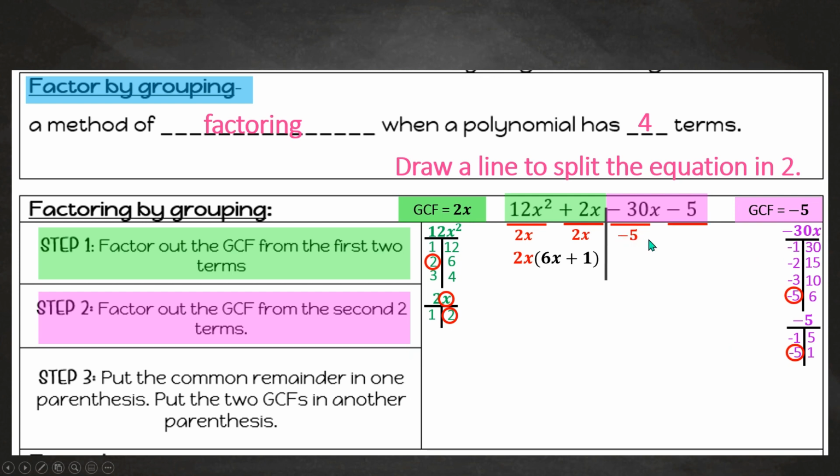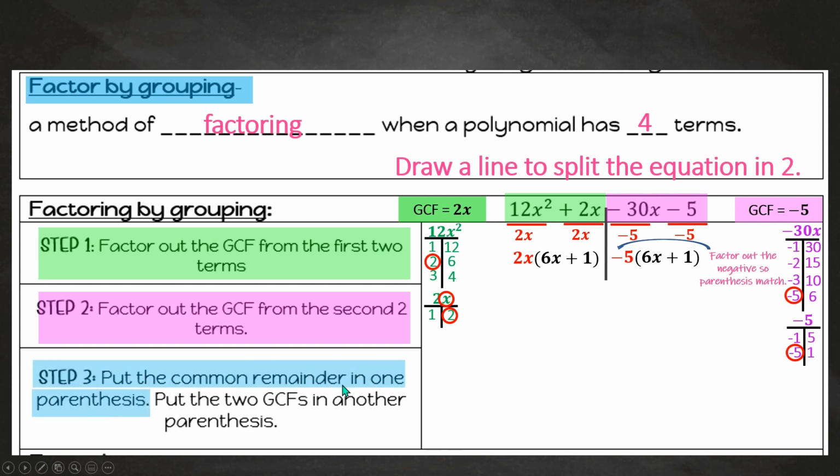So when I divide both terms by negative 5, I get 6x plus 1. See here that my parentheses, 6x plus 1, match. That's because I did factor out the negative so that the parentheses would match. If I factored out a positive 5, then I would be left with negative 6x minus 1, and then my parentheses would not match. And my goal is to make these identical.